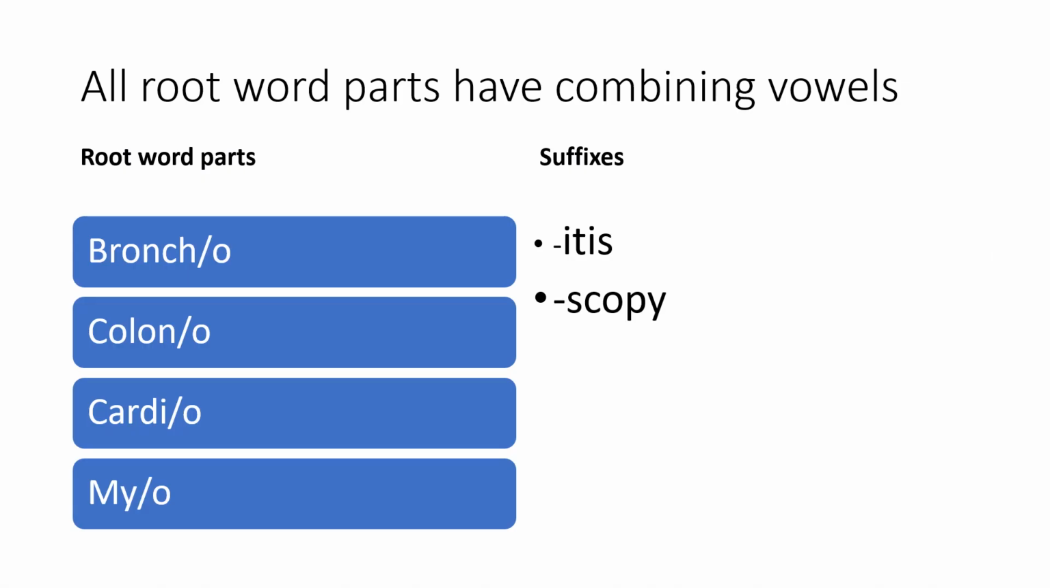Let's start first with identifying a root word part. First, I hope you found Appendix A in the back of your book. If you haven't, please do so. It will be your best friend now and forever. Root word parts in that Appendix A will always have the /o, which is the combining vowel. Suffixes will have a dash in front of the word part.